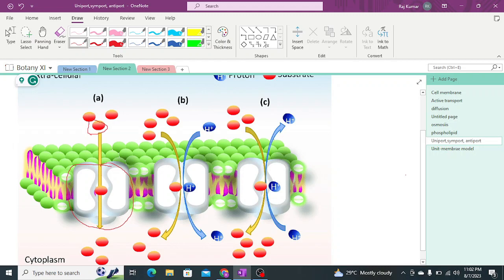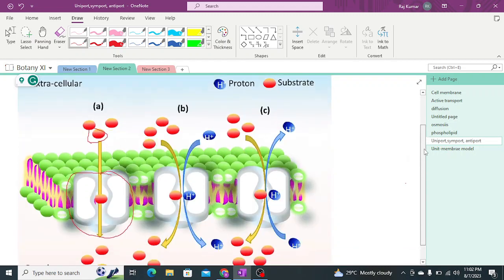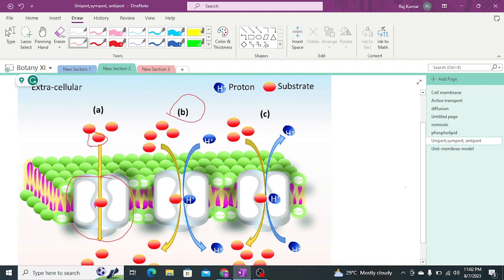Secondly, we have symport or co-transport, which is shown in part B and has two molecules. The first molecule is in blue color, the second molecule is in red color. Both molecules at the same time are entering across the channel protein in the same direction, together. This type of movement is known as symport or co-transport, and the channel protein which is assisting it is known as a symporter or co-transporter. That is an active process which requires energy.